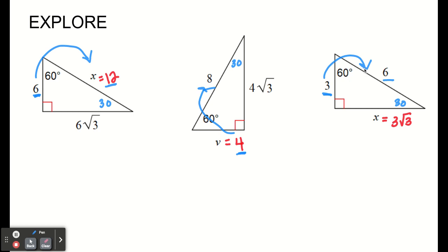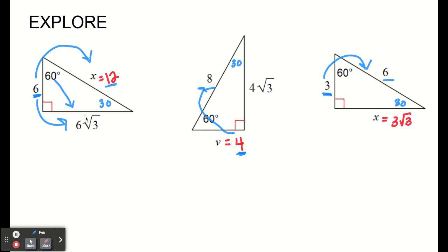Next, I want you to notice the relationship between the short leg and the long leg. So again, here's the short leg, and here's the long leg. When our short leg is 6, our long leg is 6 radical 3. The long leg is always opposite the 60-degree angle. That's our middle, our medium size. Remember, the hypotenuse is always the longest side. The side opposite the 30 is the shortest side, so the side opposite the 60 is the medium side.